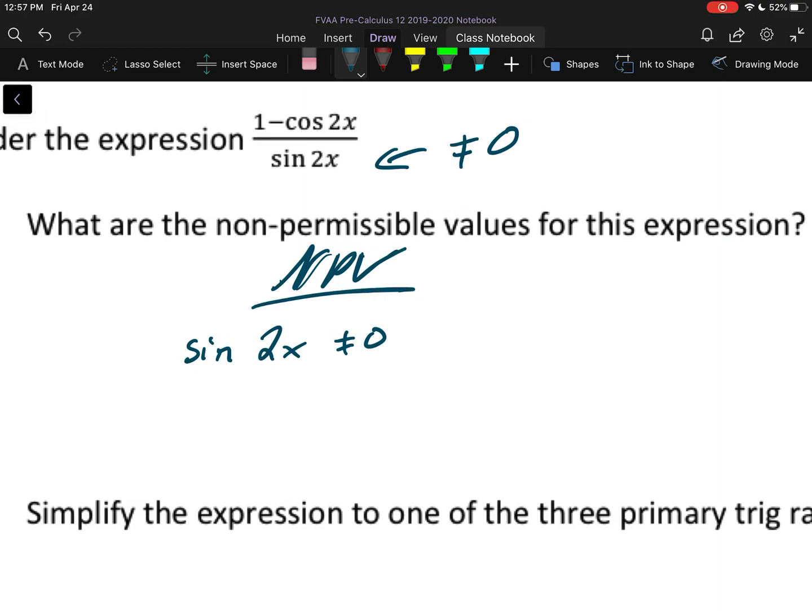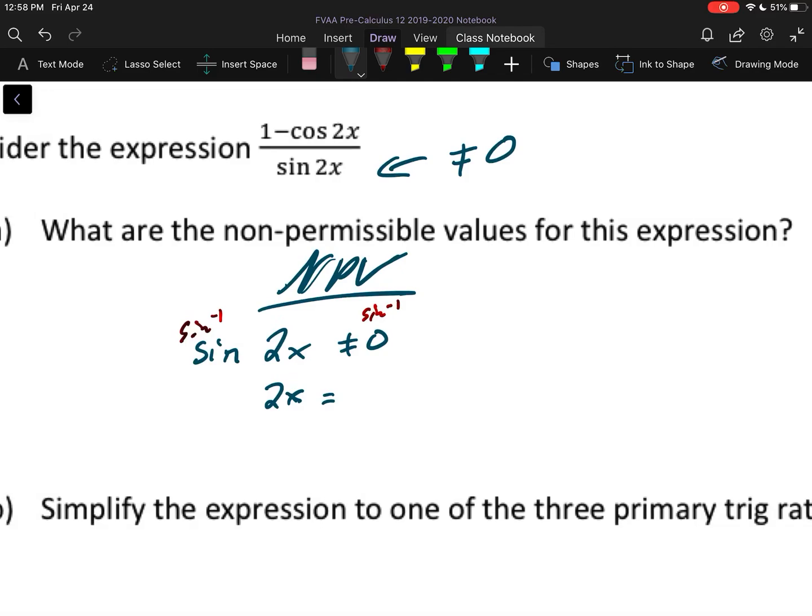So in this situation, we have 2x cannot equal 0. I'm going to use the inverse sine, so arc sine, on both sides here. That's going to be 2x cannot equal, we're going to use an equal sign as we're solving this, arc sine of 0. So at what degrees is sine equal to 0?